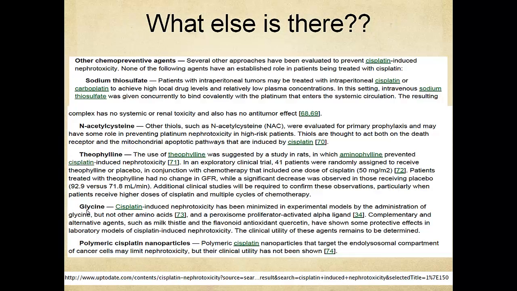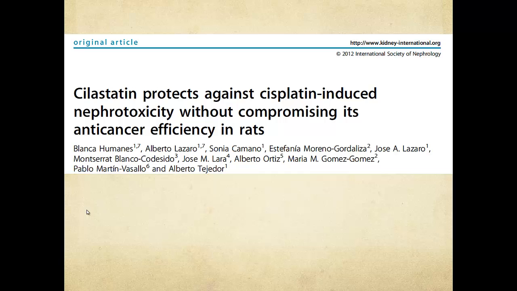This slide is taken from UpToDate, and what I'm trying to show is that many different substances, chemicals or compounds have been used with varying effects, but unfortunately up till now none of these has a role in preventing cisplatin-induced nephrotoxicity other than hydration alone. This is the reason why I'm presenting this article today, which talks about cilastatin as a potential drug to protect against cisplatin-induced nephrotoxicity.